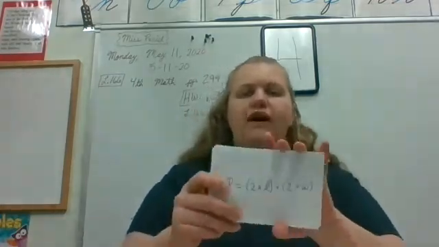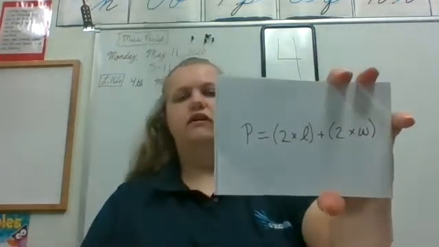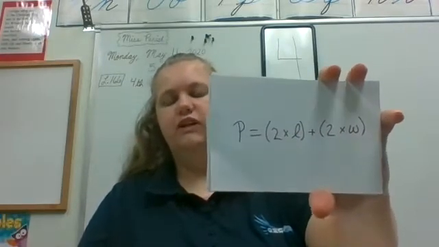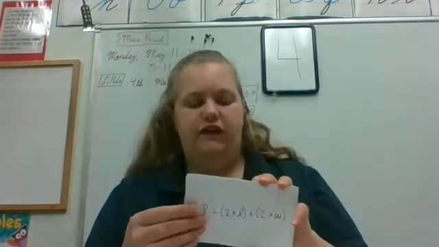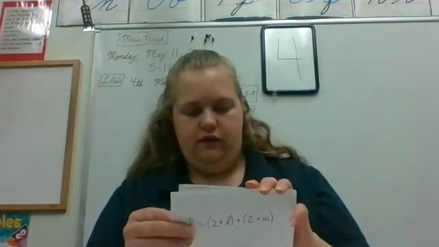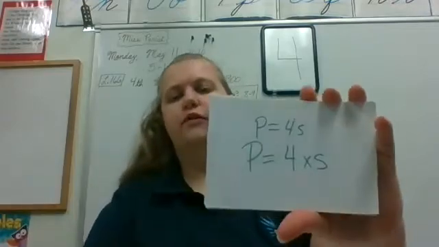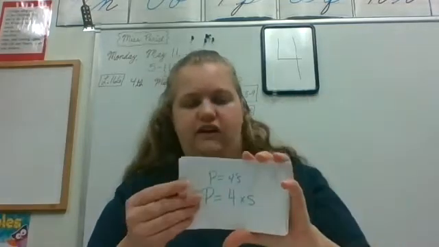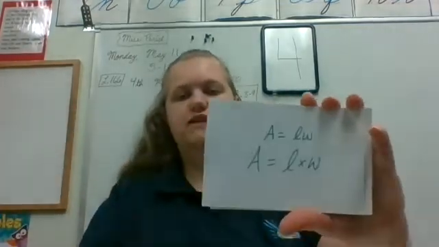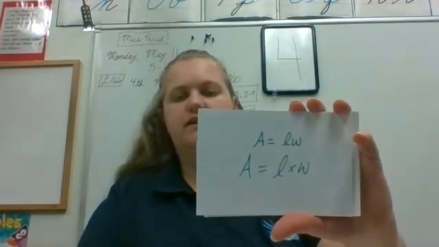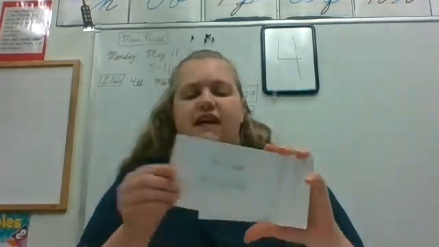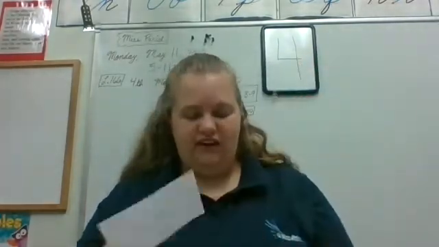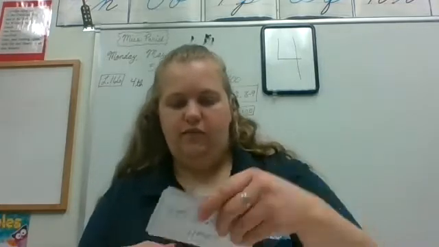So what is this the perimeter for? 2 times L plus 2 times W is the perimeter for what shape? Rectangle, very good. What is this the perimeter for? 4 times S? Square, very good. What is the area for this one? A equals L times W? Rectangle, and then A equals S times S is the square, very good. All right, we'll review those again in a little bit.